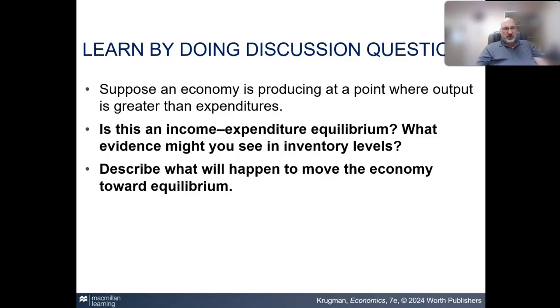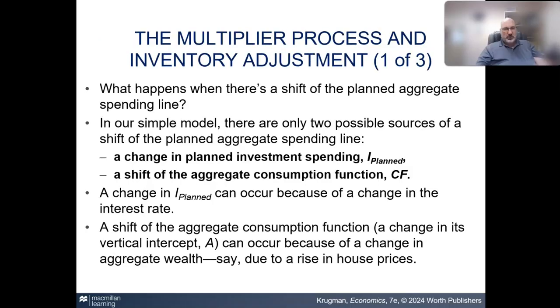If output's greater than expenditures, what do we do? That means GDP is greater than AE, and if GDP is greater than AE, then people need to get laid off. Just saying. Output's greater than expenditures, so you need to lay some people off, cut income, and move back toward equilibrium. All right, multiplier process. Actually, we're going to pause right here and move on to the next video. We'll get to the multiplier process and what should be our final topic.